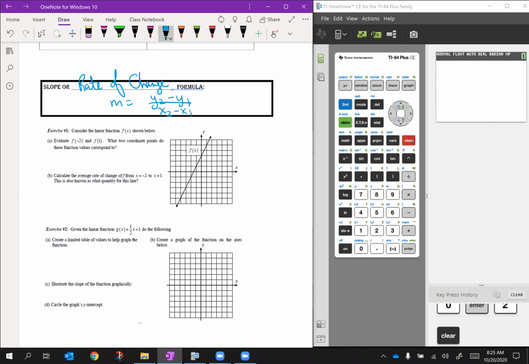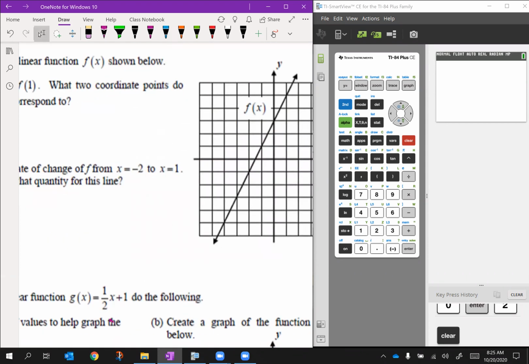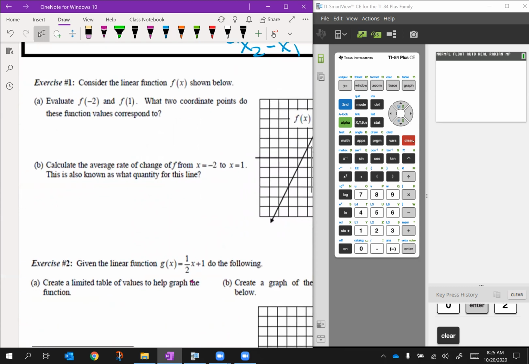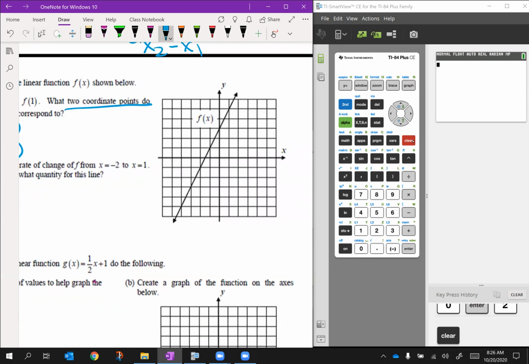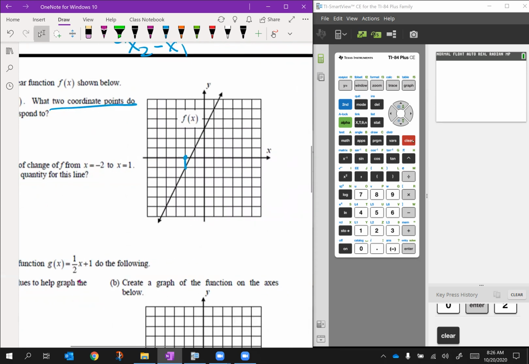Evaluate f of -2 and f of 1. Remember, that means when x equals -2, what is y? When x equals 1, what is y? So -2, comma, I'm going to write it as a coordinate. What two coordinates? 1, comma. So let's go to our graph. -2 goes down to -1. 1, 1, 2, 3, 4 goes up to 5.